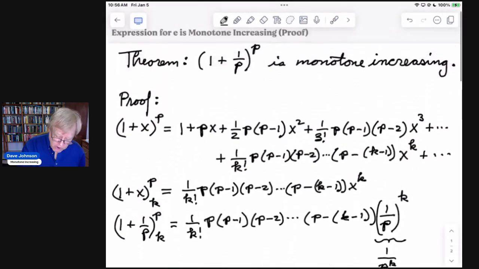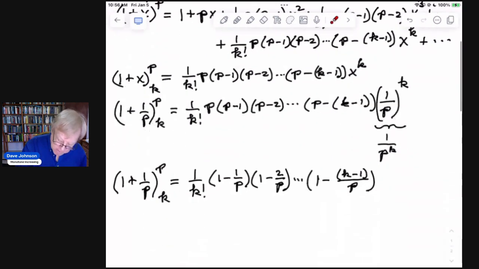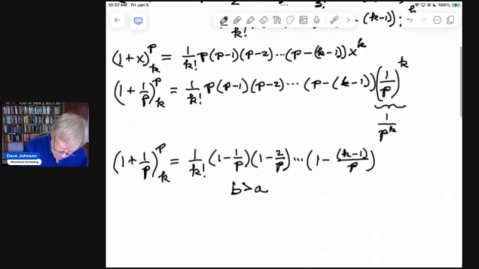Now, what we really want to do is go back here and show that this is constantly growing. And the way you do that is you say, well, pick a small value of p and a big value of p, plug them in and compare terms. So if we do that, let's say that b is greater than a, and that all these numbers are greater than 0. So I'm going to plug in b for p.